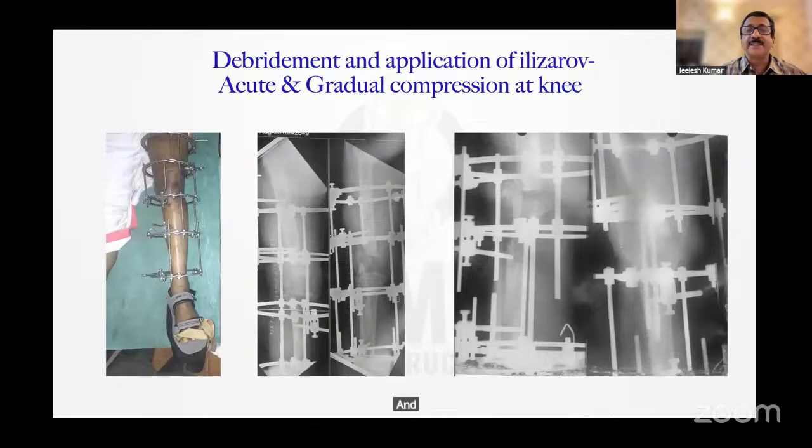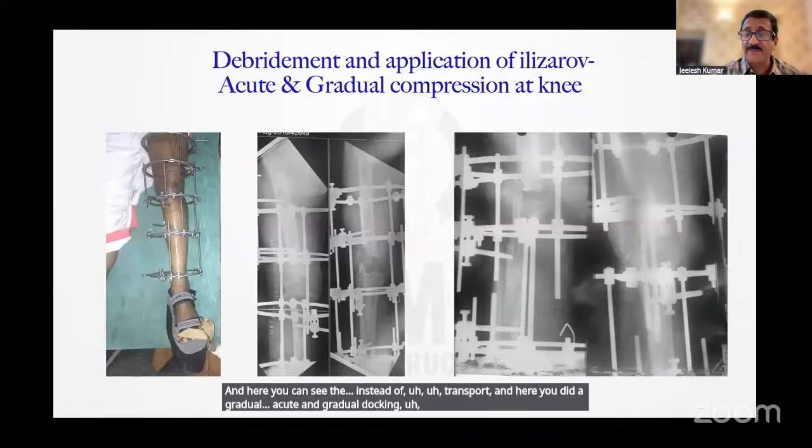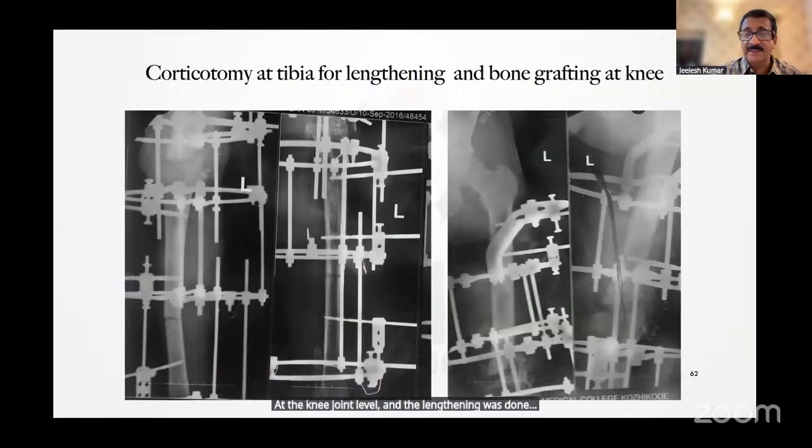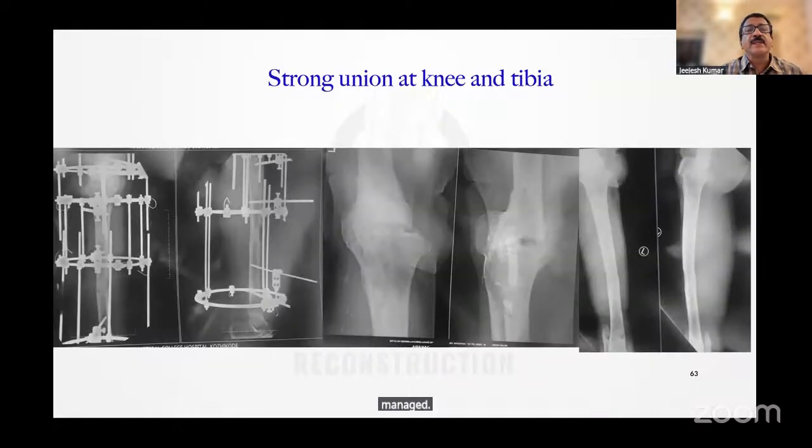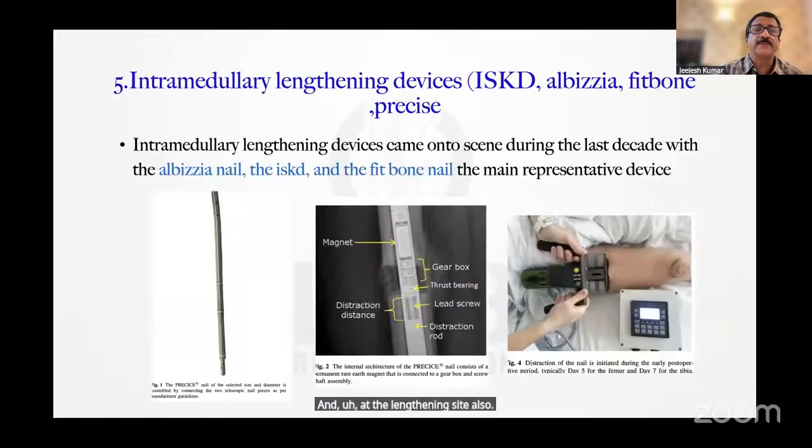And here you can see that instead of transport, it did a gradual acute and gradual docking at the knee joint level, and the lengthening was done distally. So same type of cases, but differently managed. And you can see the strong union at the knee and at the lengthening site also.